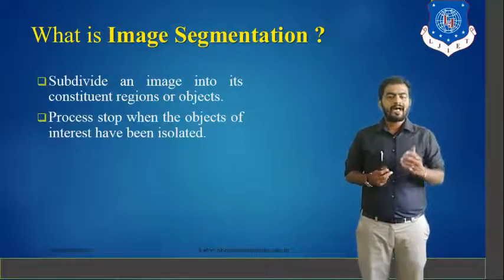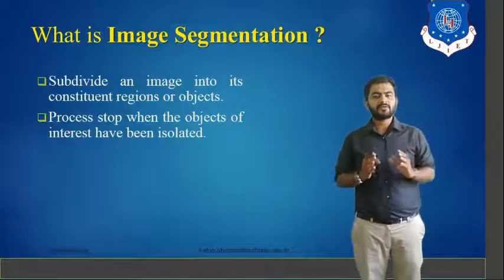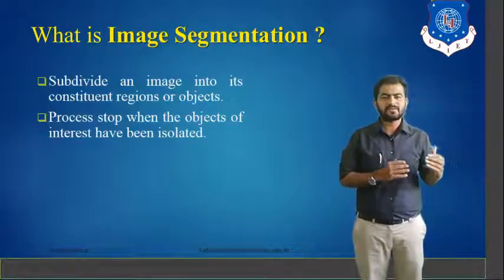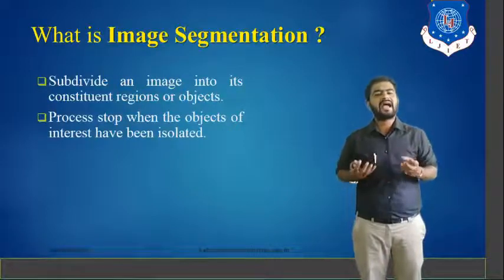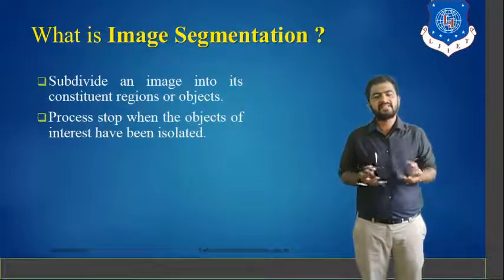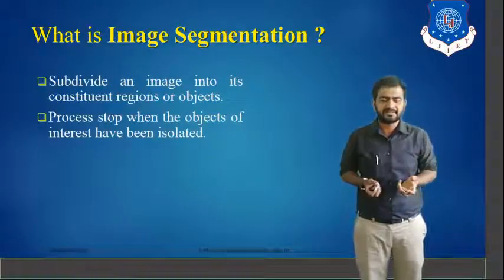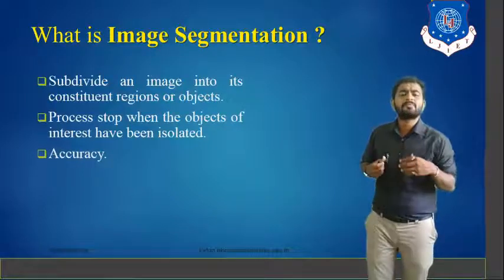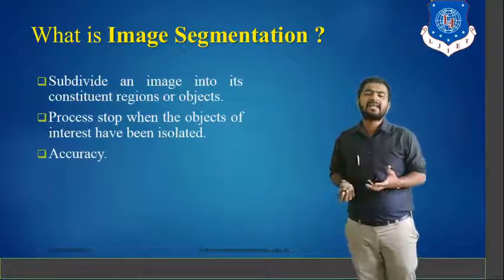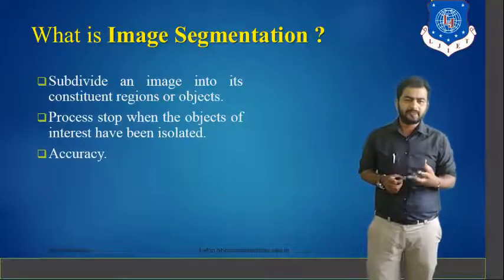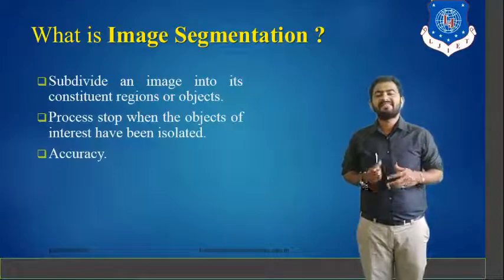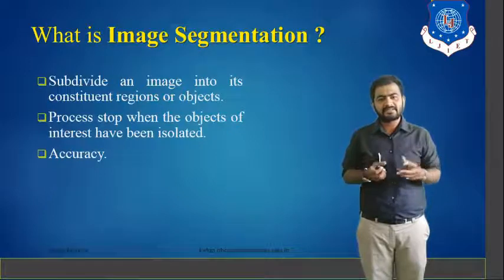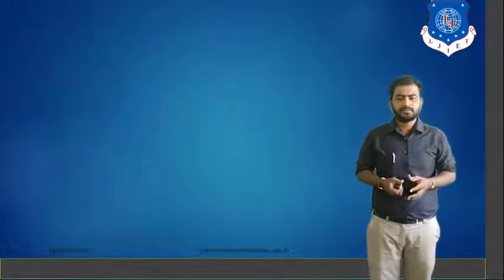That means you have to divide the image, but you have to stop the segmentation process when your object is identified, or the meaningful region is extracted. From an accuracy point of view, this is one of the resulting parameters that we can take.